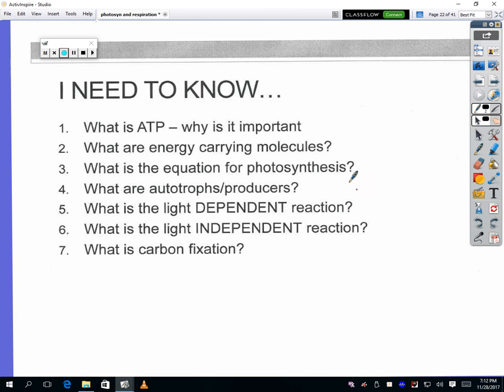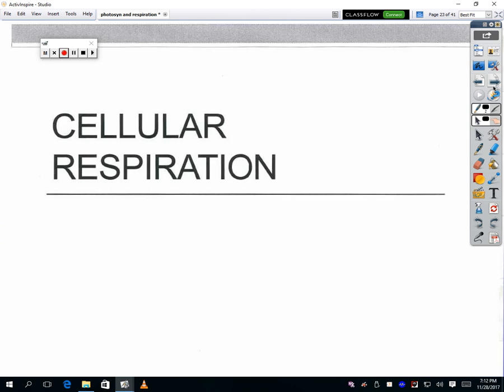Here are some things that you should be aware of. You have some questions you're going to have to go over, which talk about a lot of this too. So hopefully that was helpful. We're going to stop here, and in a day or so, we're going to talk about the next topic, which is cellular respiration.